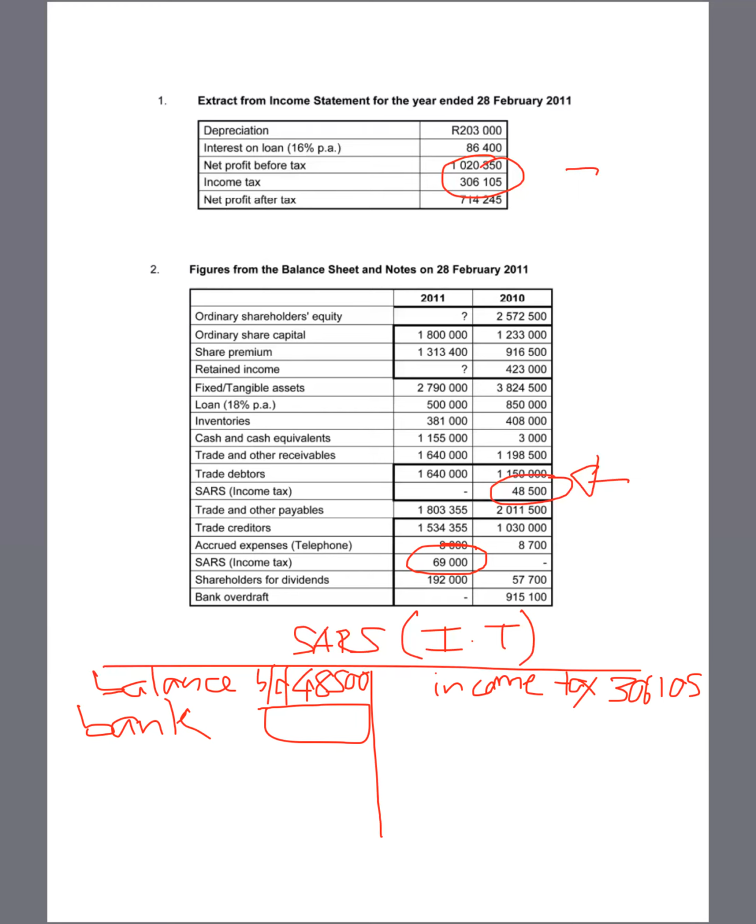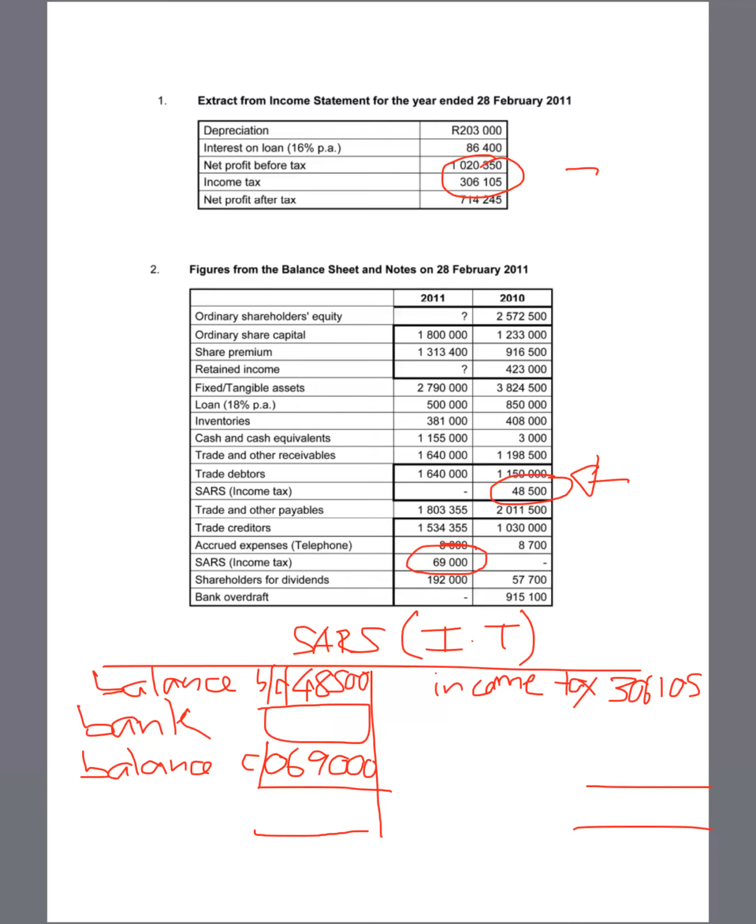So I'm going to say balance carried over. That's my balance carried over. And then I have my total here. So what's my balance carried over? It's 69,000, right? Yes, 69,000.